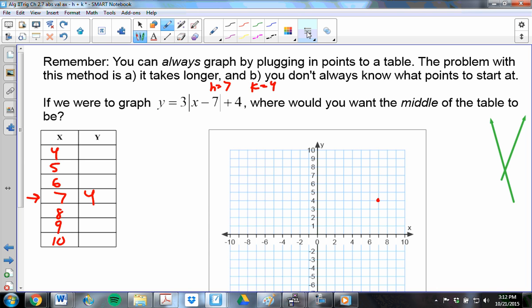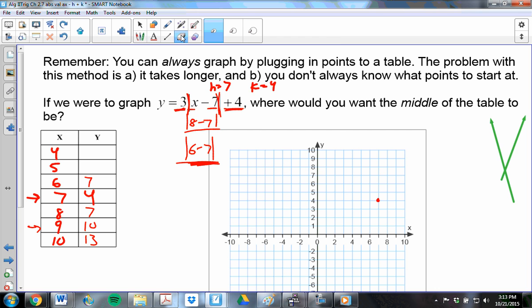I'll plug in an 8. 8 minus 7 is 1. The absolute value of 1 is 1. Times 3 is 3. Plus 4 is 7. Now if I plug in a 6, 6 minus 7 is negative 1, but the absolute value makes that positive 1. Times 3 is 3, plus 4 is 7. I'm going to go through these pretty quickly. I'll plug in 9 now. 9 minus 7 is 2. Absolute value of that is 2. Times 3 is 6, plus 4 is 10. I'll plug in a 10. 10 minus 7 is 3. Absolute value is 3. Times 3 is 9, plus 4 is 13. So my pattern of going up 3 held in that direction.